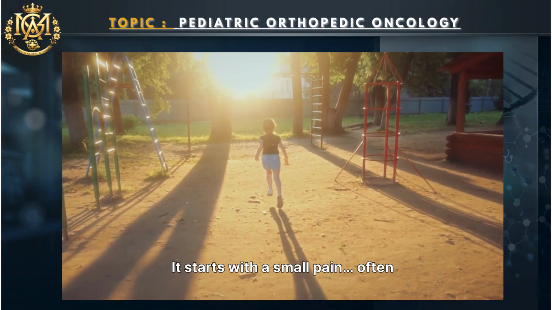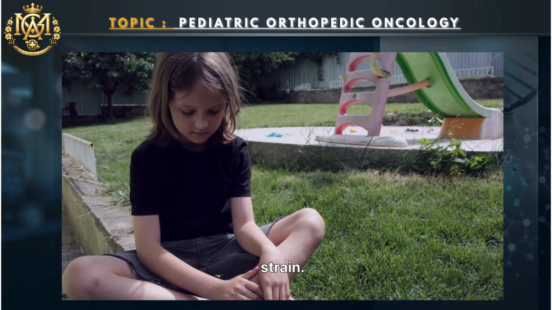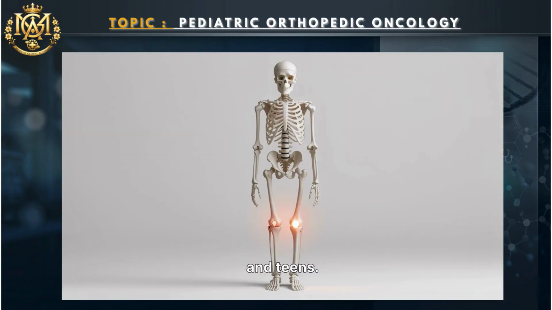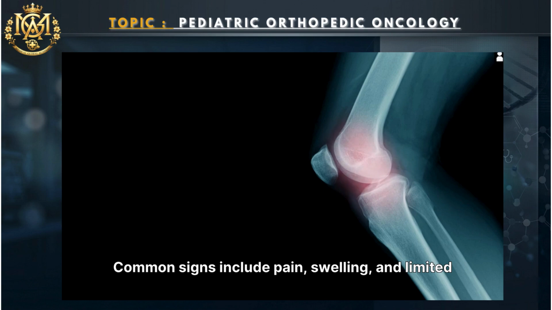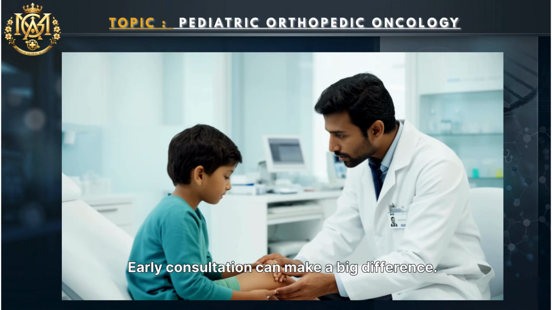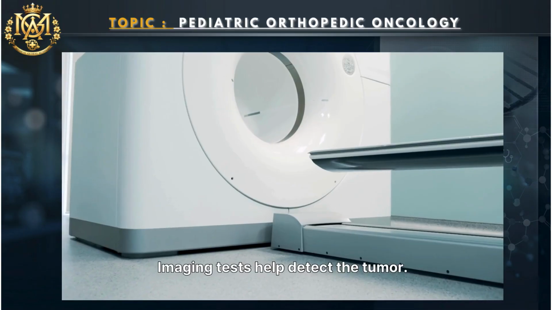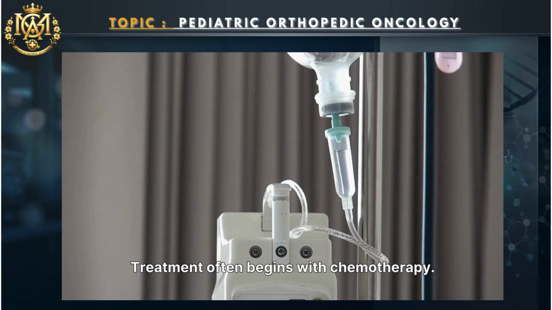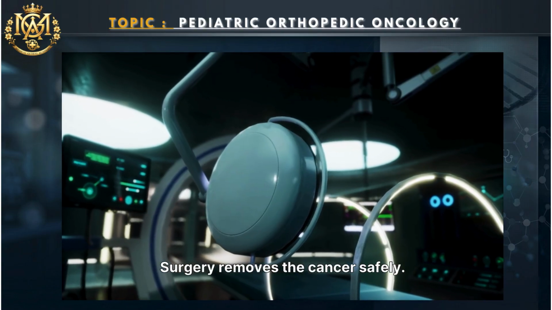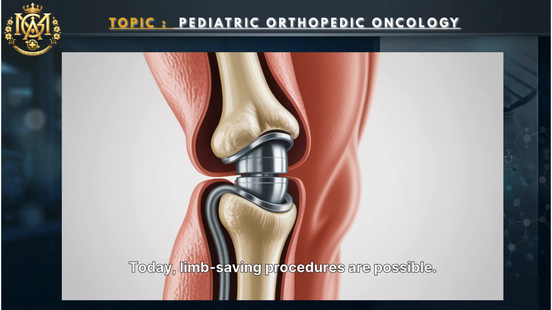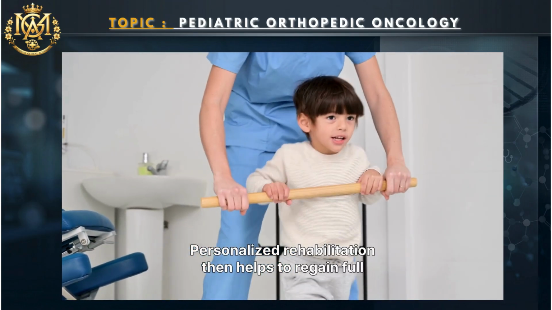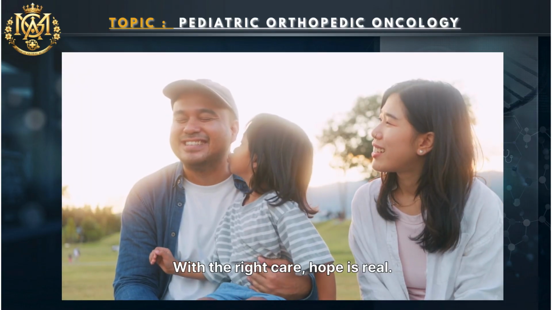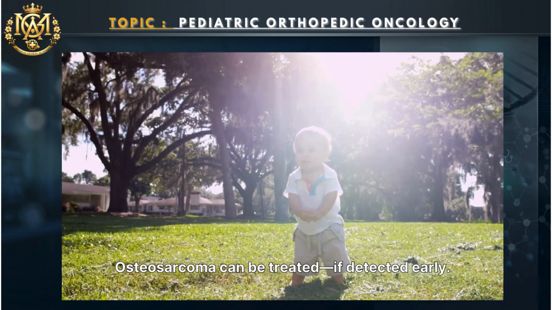starts with a small pain, often ignored, but sometimes it's more than just a strain. Osteosarcoma is a type of bone cancer. It usually affects growing bones in children and teens. Common signs include pain, swelling, and limited movement. Early consultation can make a big difference. Imaging tests help detect the tumor. A biopsy is then performed to confirm the diagnosis. Treatment often begins with chemotherapy. Surgery removes the cancer safely. Today, limb-saving procedures are possible. Personalized rehabilitation then helps to regain full strength. Recovery is a journey of courage. With the right care, hope is real. Osteosarcoma can be treated if detected.